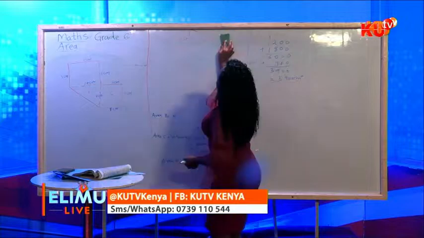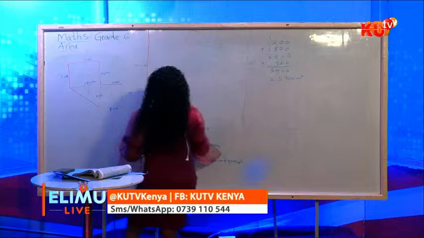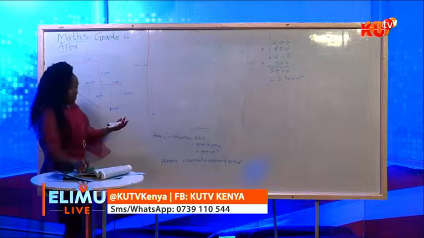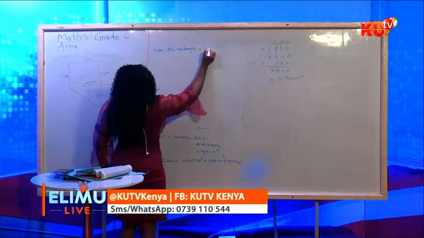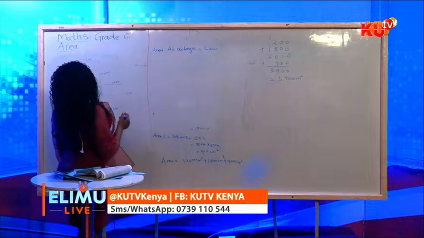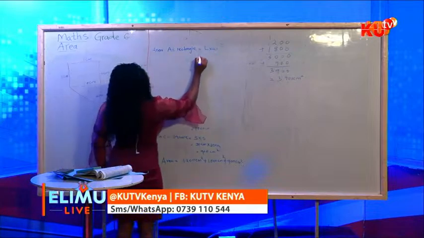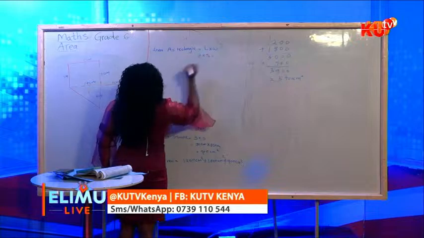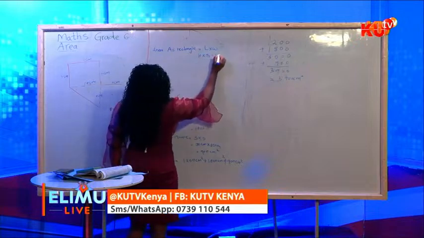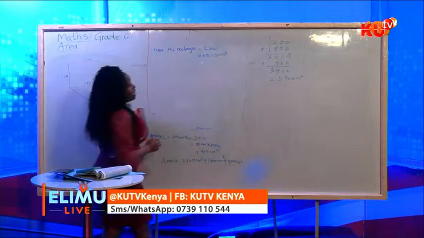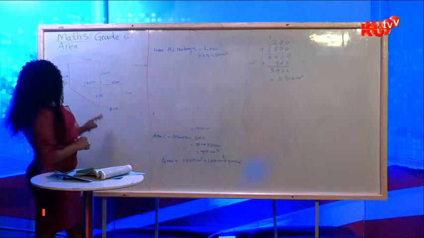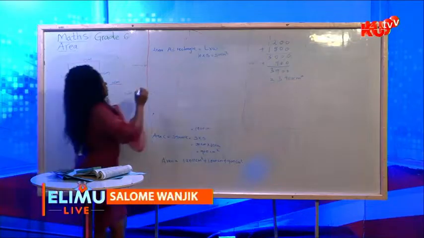So just as we did the other one, we start by area A. The area of a rectangle is equal to length multiplied by width. So it will be 10 multiplied by 5, which is equal to 50 centimeter squared. Then we have area B.